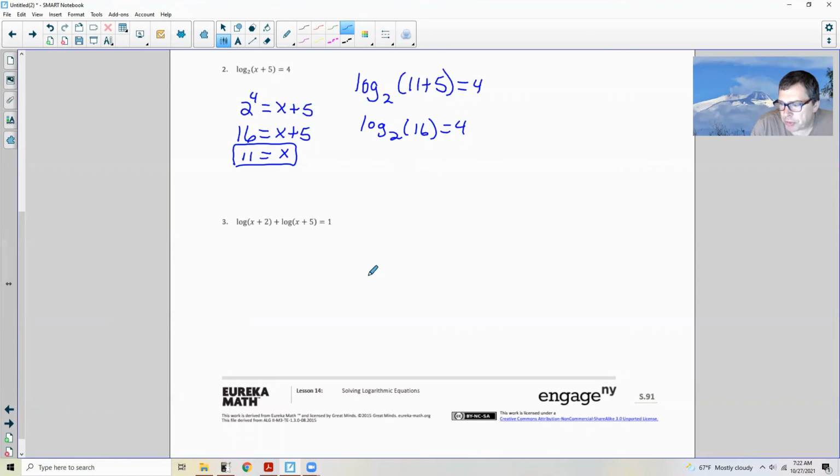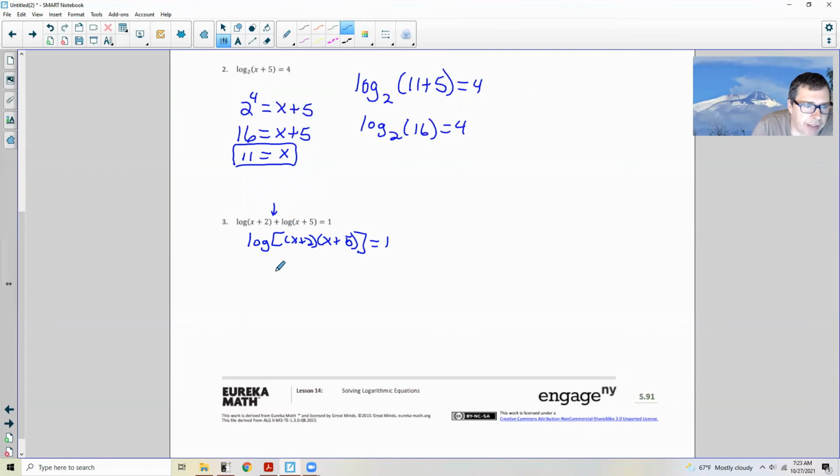Okay, so this one's going to be a little bit more tricky. We have a plus. Well, what do we do when we see an addition sign? We multiply. So we want to get this down to 1 log. So this is going to be the log of x plus 2 times x plus 5 equals 1.